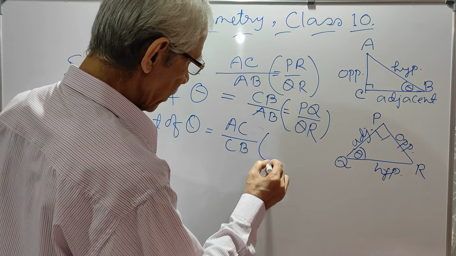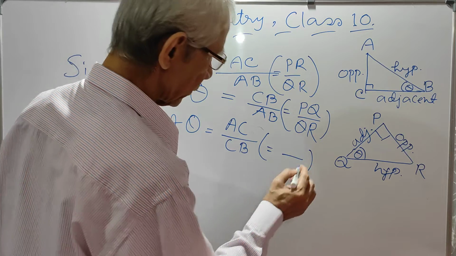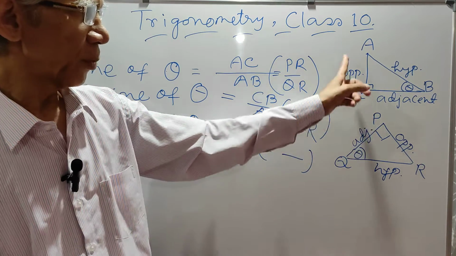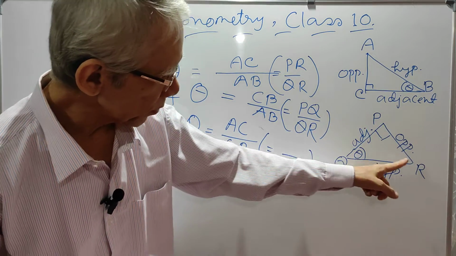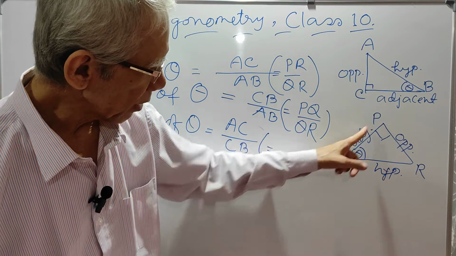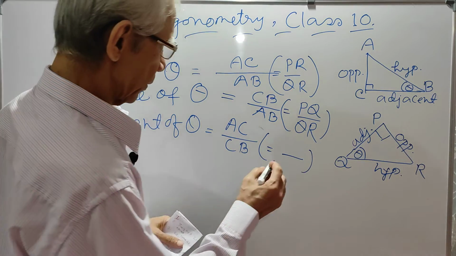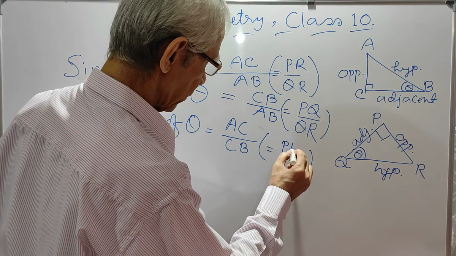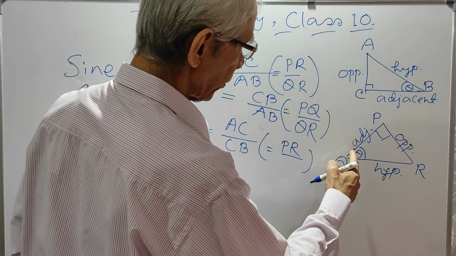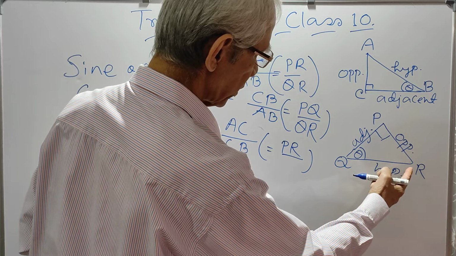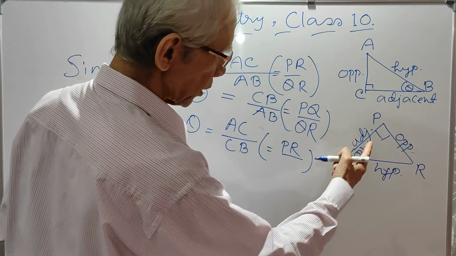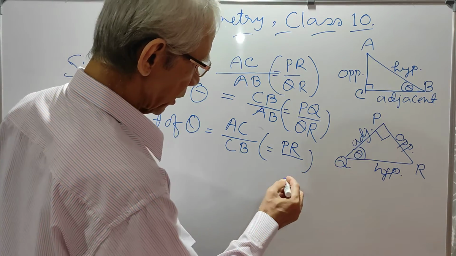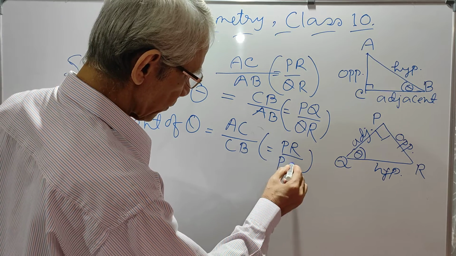Now in this triangle, opposite by adjacent means PR by PQ. So opposite is what? PR. Opposite is PR, and adjacent is what? PQ. So PR by PQ.